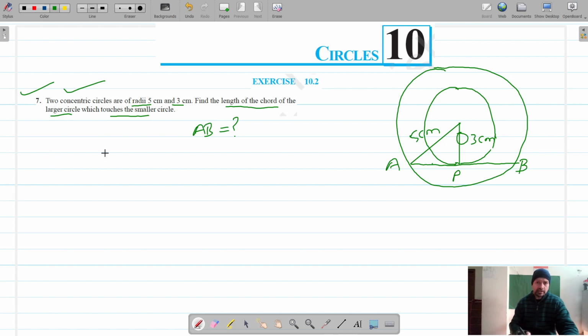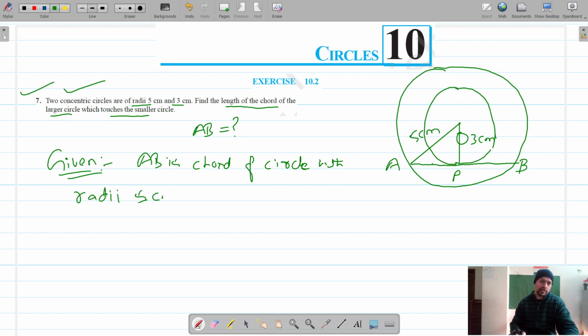So let me just write down what is given. So AB is a chord of the circle with radius 5 centimeter, which is tangent to the circle of radius 3 centimeter. It's not radii, it's the radius 5 centimeter. Okay, so now we have to find the length of the chord.